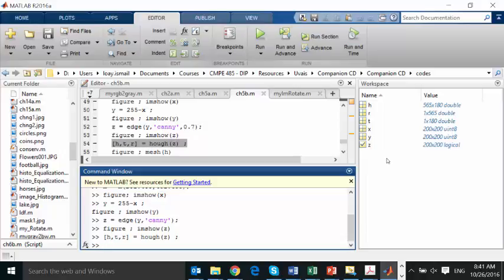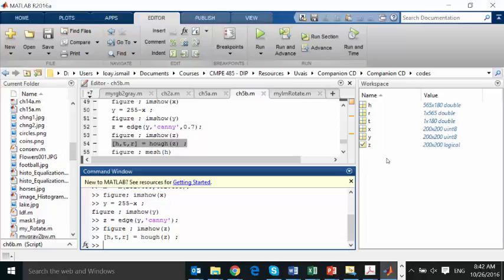Let's see first of all the size of T here. Size of T here is equal to what? 1 times 180. This 180 corresponds to the range from negative 90 up to positive 90. Right? Rho here is equal to 1 times 565. There is a certain formula that we can apply in order to see what will be the different values of rho, what will be the size of rho if I have a certain image with a certain size.